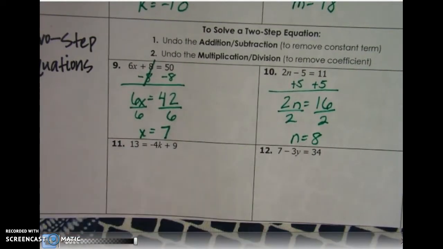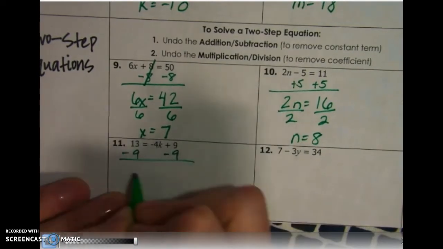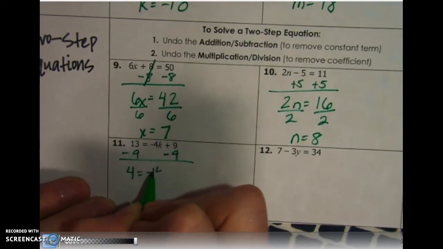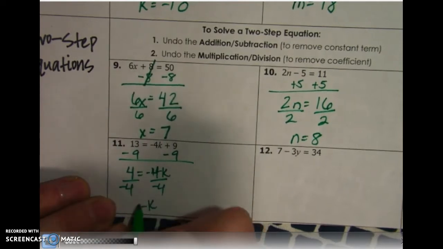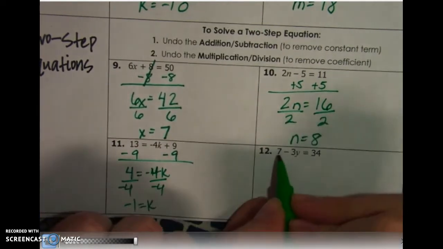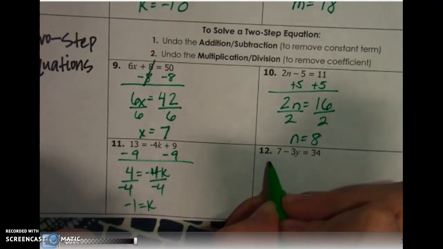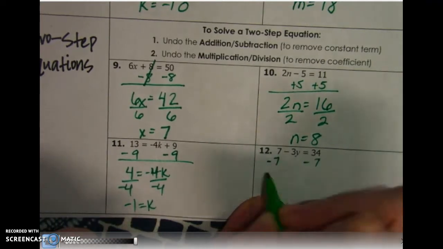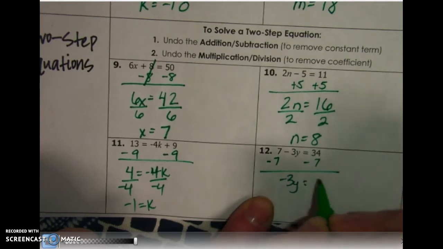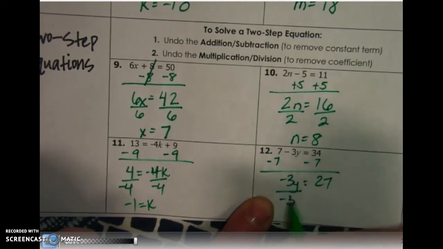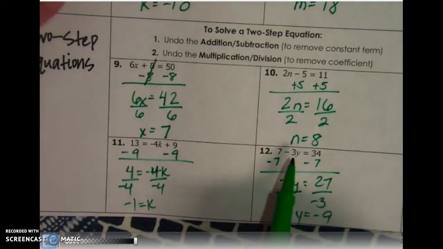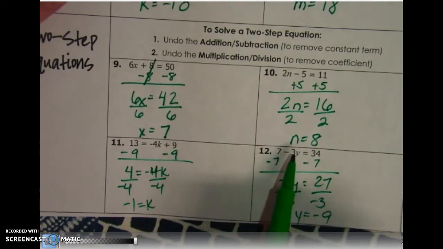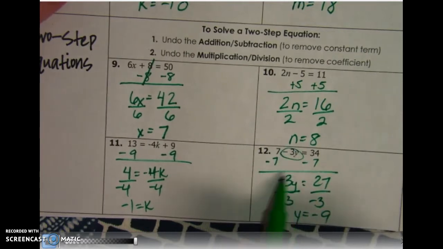Can you guys write now? 9, subtract 9. I get 4 equals negative 4. K divided by negative 4. K equals negative 1. Over here, this 7 is a positive 7, so I have to undo. Negative 3y equals 27. A lot of you forgot to bring down that sign. That term owns it. So you have to bring that down.